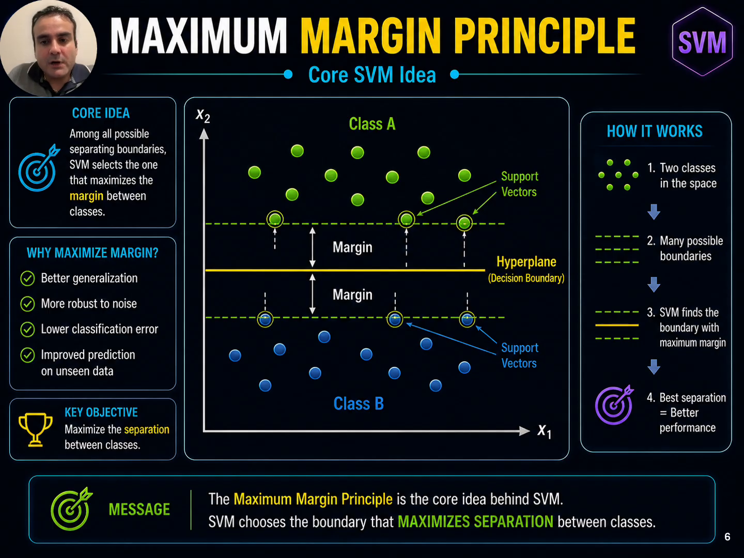The maximum margin principle is the core idea behind the SVM. The yellow line represents the hyperplane, while the dashed lines represent the margin boundaries. SVM searches for the boundary that creates the largest possible distance between the two classes. The highlighted points touching the margin are the support vectors. These points determine where the optimal boundary should be placed.